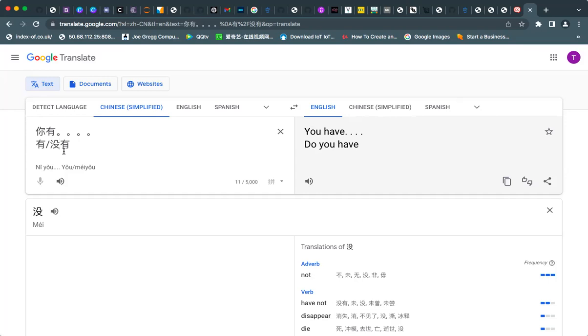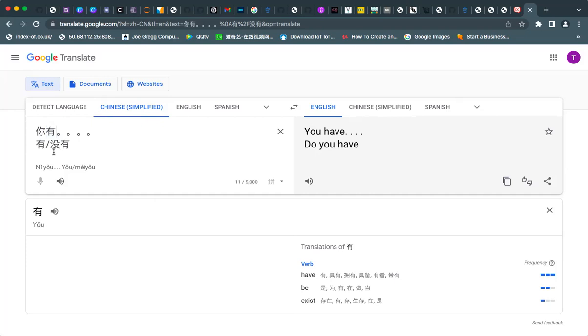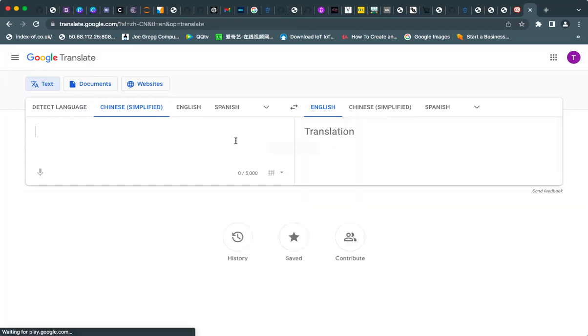Okay. You see where you use mao. So this is about some of these situations. But the key takeaway is, if I ask you a question, pick out, did I use shi? Did I use yo? Then I know it's a yes or no question, right? If you used shi, if I want to say yes, I'm just going to say shi. If I want to say no, I'm just going to say bushi. If you use yo, my two options will be, if I have yo, or if I don't have, meiyou.